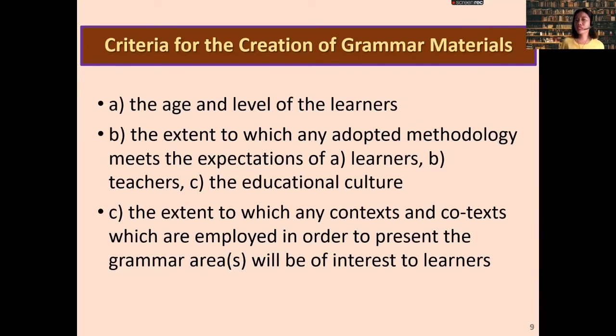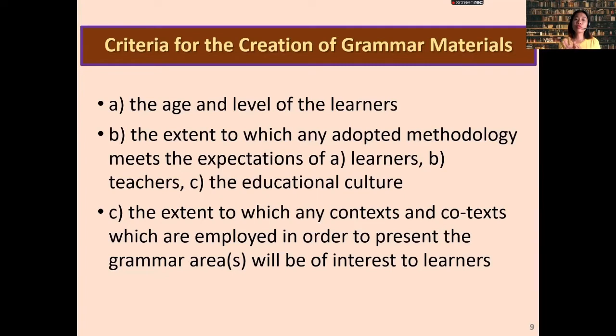So now we do have criteria for the creation of grammar materials. The first is, as teachers who are going to create grammar materials, we have to consider, of course, the age and the level of the learners. And it's very important because if we don't consider it, we might be giving a book that is actually not good for senior high school students because it is already for college students. Or we may give something that is only good for grade 2, but we are teaching grade 4.